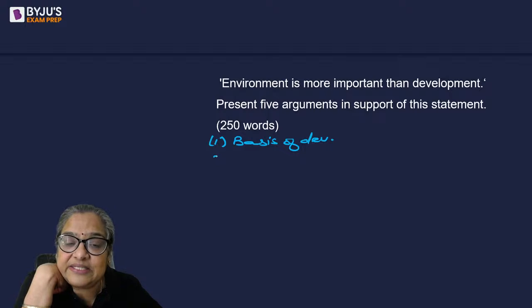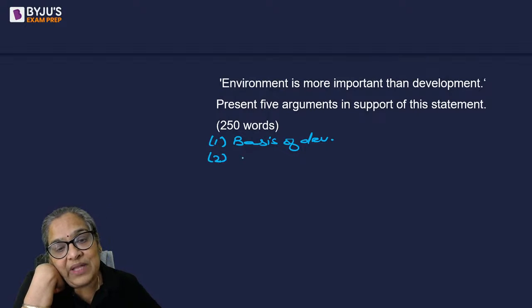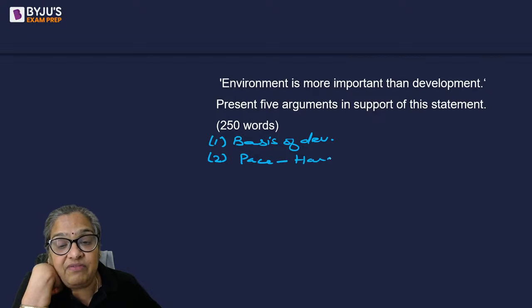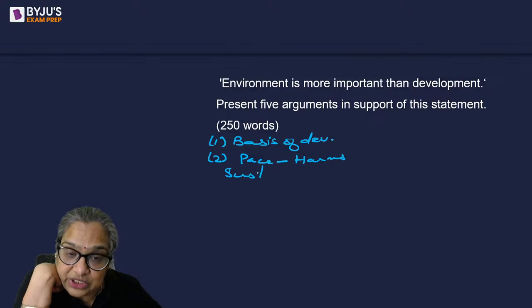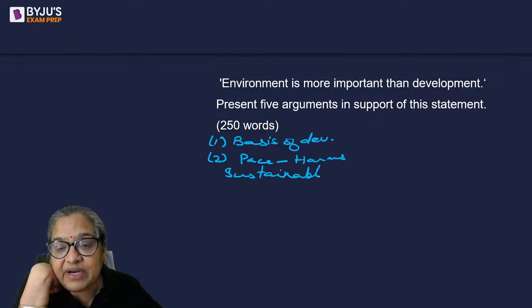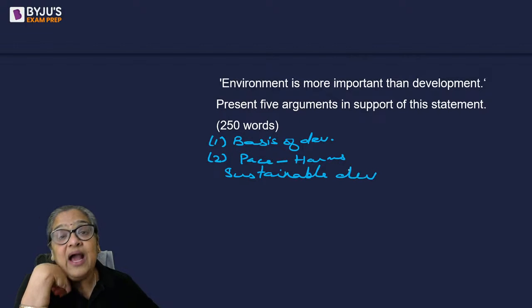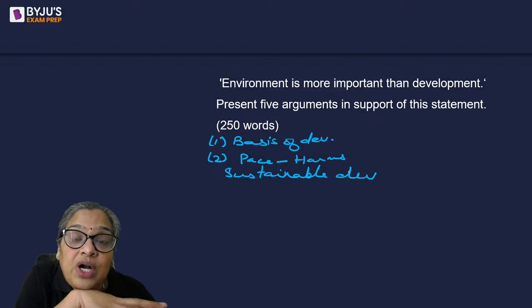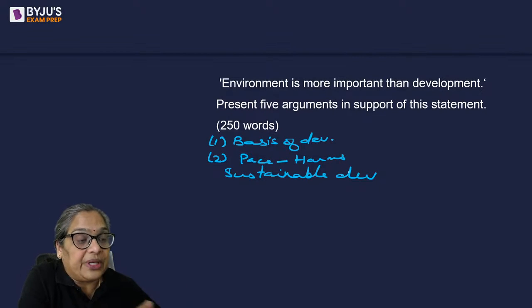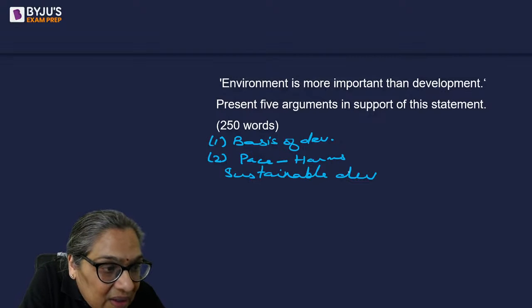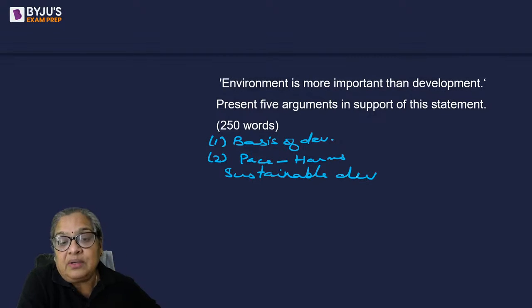What is the second reason you can give? That it is the pace of development that harms the environment. So look for the kind of development that is what is called sustainable development, which doesn't really cause irrevocable harm to the environment, so that you can have development without harming the environment.